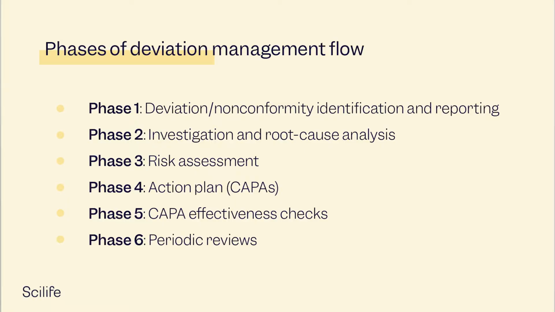Phases of deviation management flow. Phase 1, deviation and nonconformity identification and reporting. Phase 2, investigation and root cause analysis. Phase 3, risk assessment. Phase 4, action plan, CAPAs. Phase 5, CAPA effectiveness check. Phase 6, periodic review.